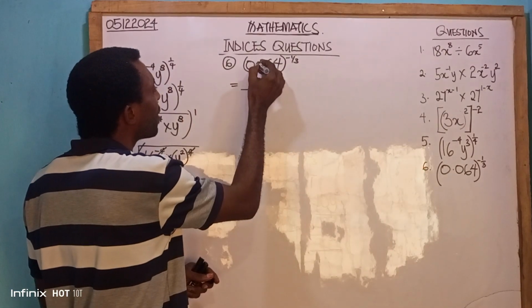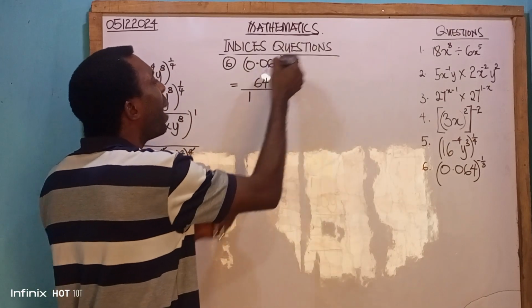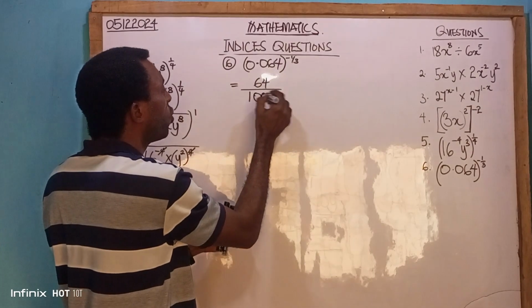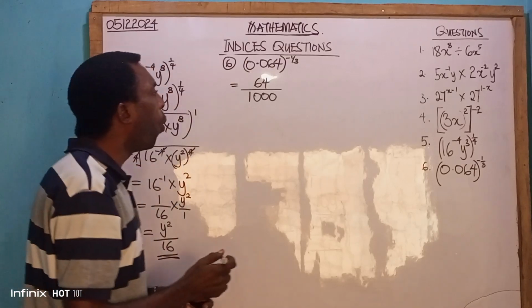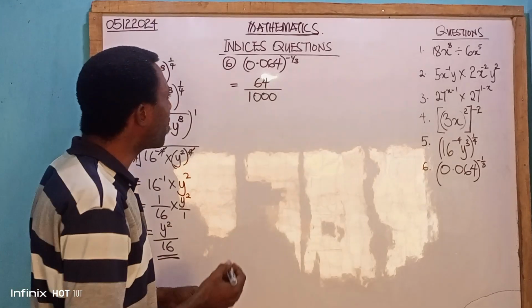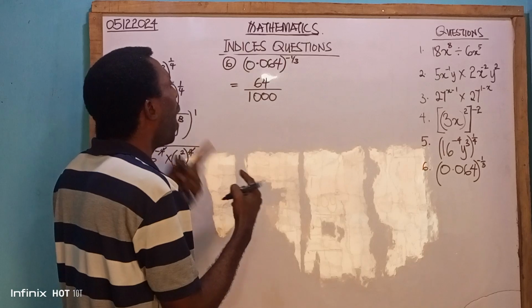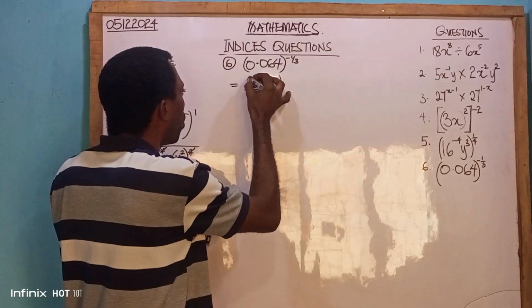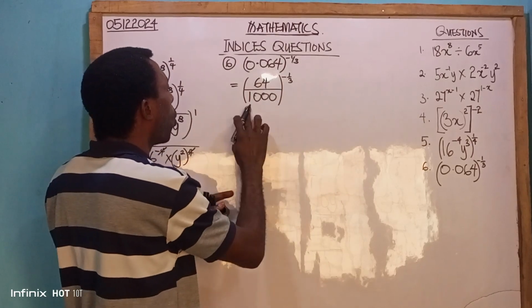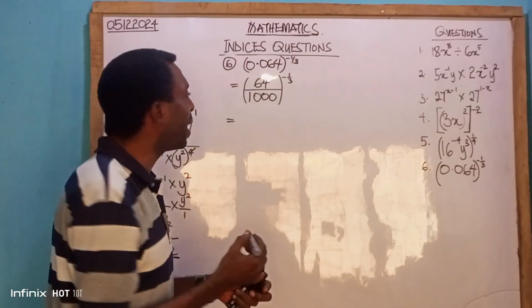Now, your point here turns to 1. That will be 1. How many numbers are you having after the decimal point? 1, 2, 3. Those ones turn to zeros. So you have 64 over 1,000. So the next thing we are going to do is work on our power, minus 1 over 3. We want to take the working step by step so that the viewers at home can understand it better.